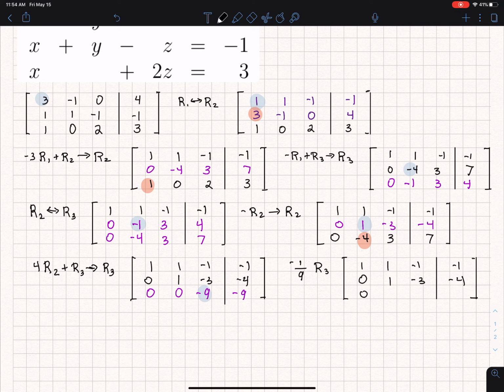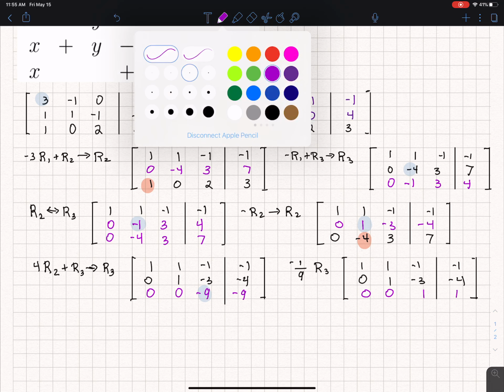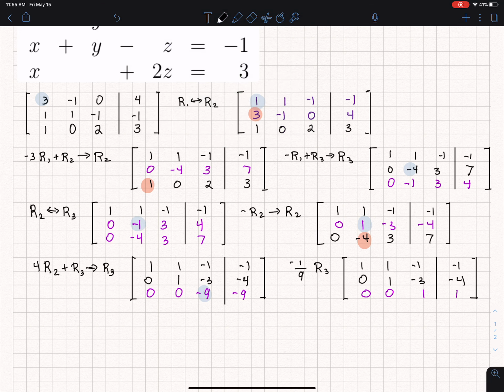Okay, so it's going to try to do another color. So I have 0, 0, 1, 1. All right, this matrix is in row echelon form.